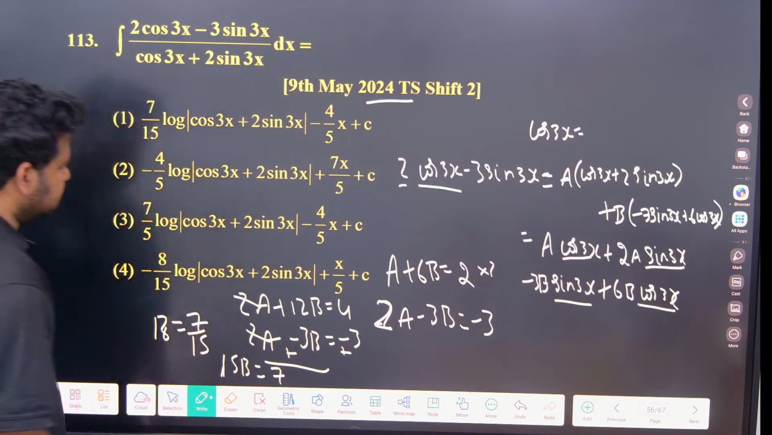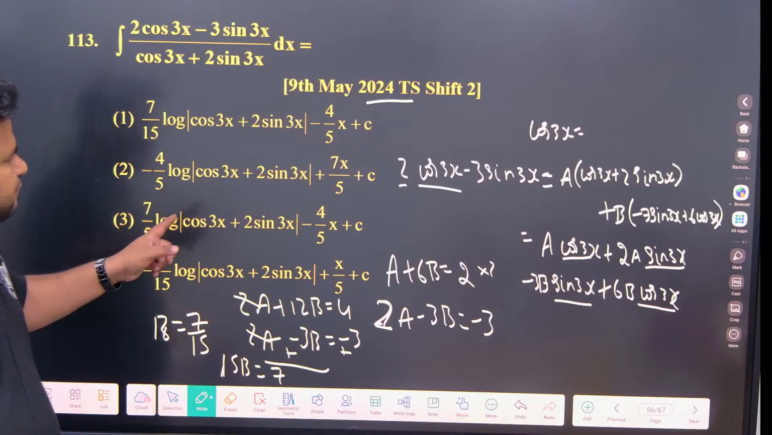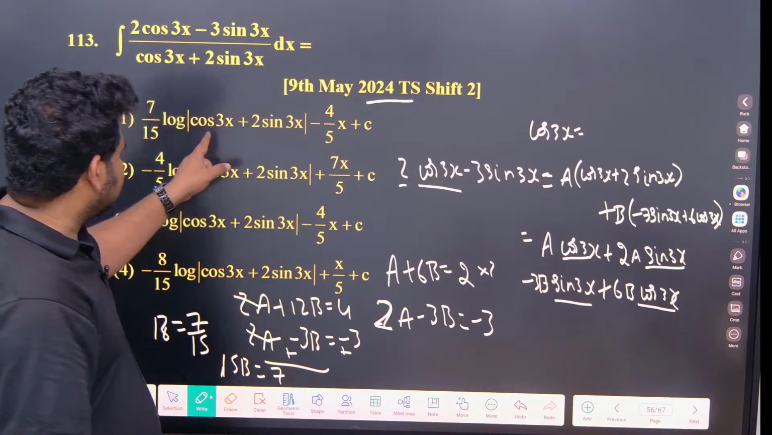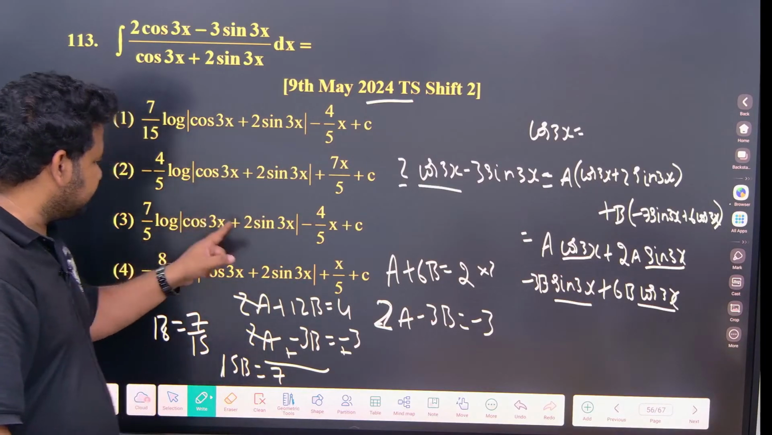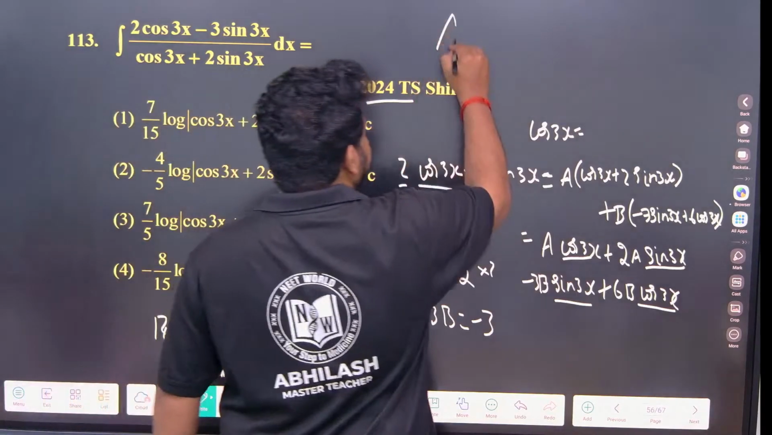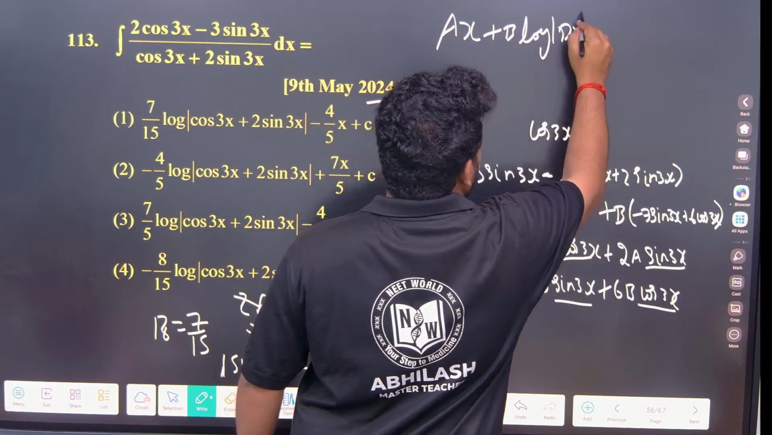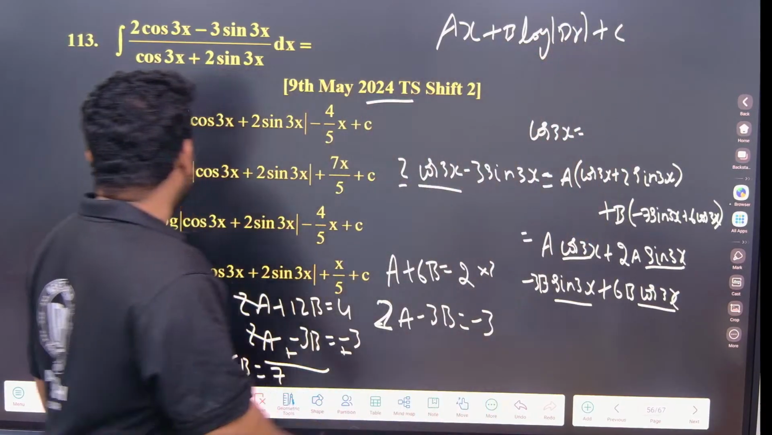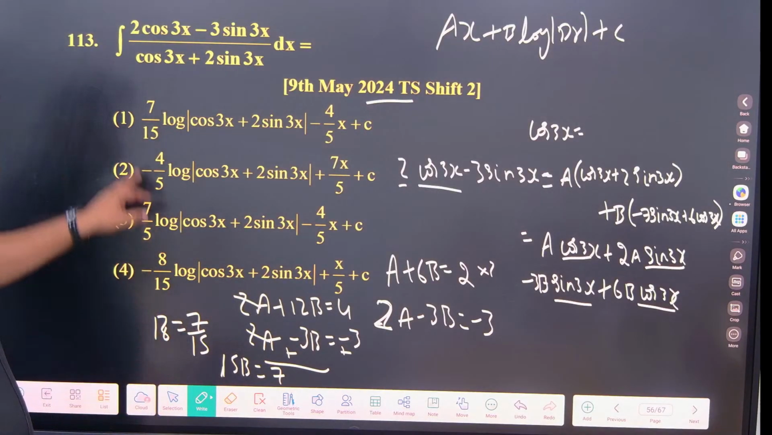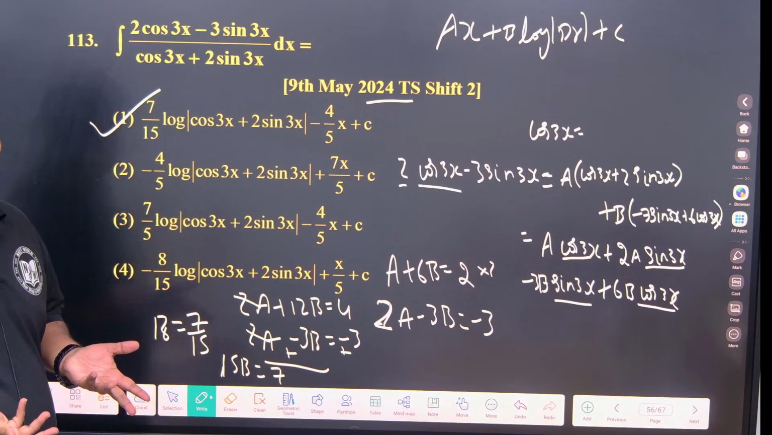7 by 15. See here they have given log of, I should get what? Log of denominator. Log of denominator is what? Cos 3x plus 2 sin 3x, everywhere it is given the same. This is ax. What is the form we should write? Ax plus b times log denominator plus c. B times log means b should be what value? 7 by 15. Where is the answer? First option. That is the answer.